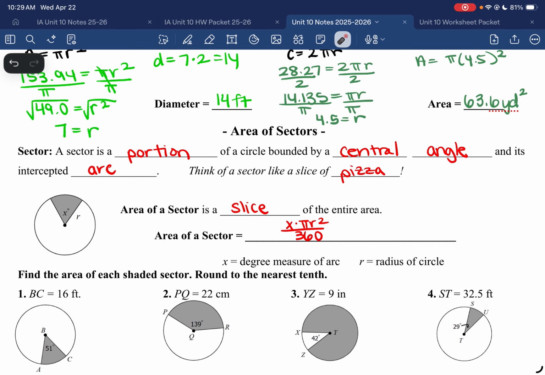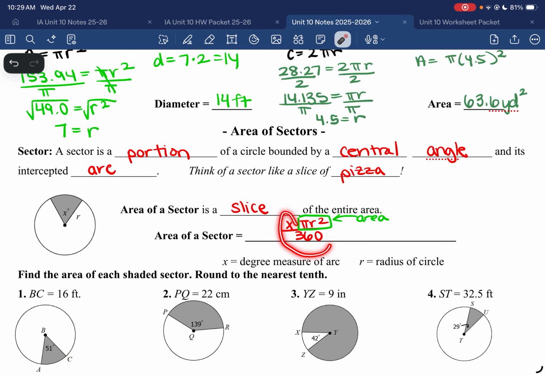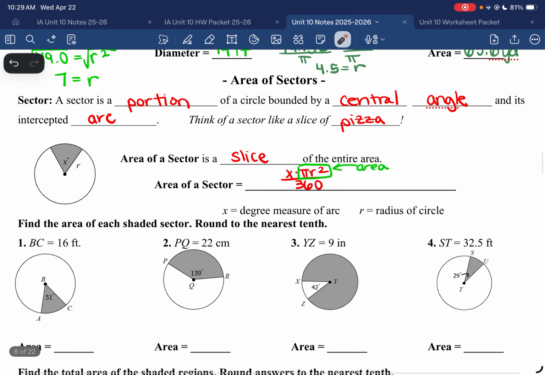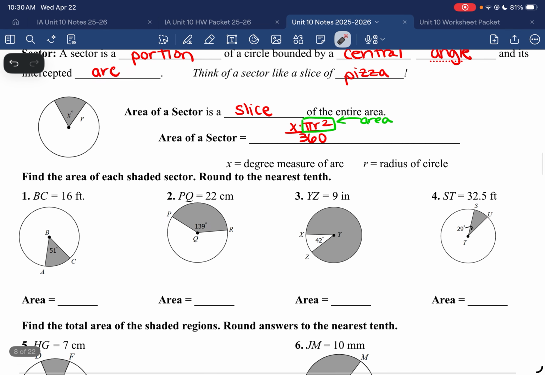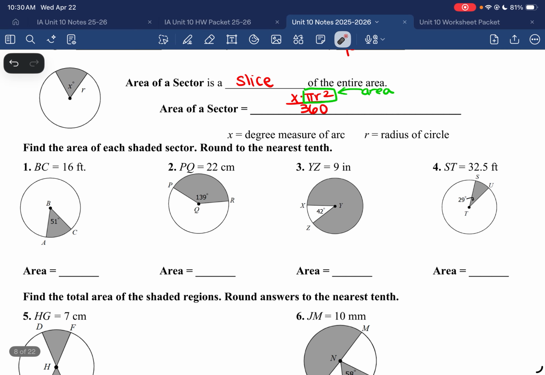So when we're looking at this equation, this is how you find our area of a sector. Basically it's the area formula right here. That's the area. And then this tells us our little slice that we're taking. So it's the fraction of the entire circle that we want. So when we're solving, we need to find two things. We need to find x and we need to find r before we can calculate.